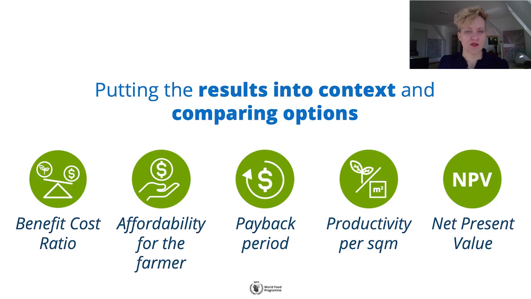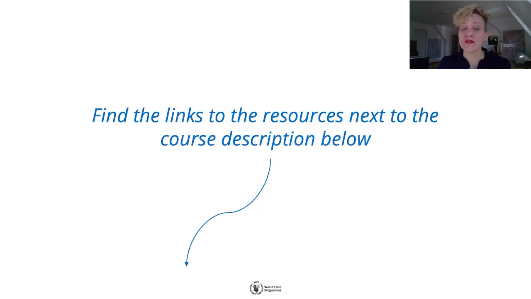So let's put the results into context and compare your options. You have 5 key indicators: benefit cost ratio, affordability for the farmer, payback period, productivity per square meter, and the net present value. You can decide, based on your context and needs, which others to include in your analysis. However, we recommend to include these as a minimum in order to compare your different options in the most impactful way. We have also included some useful resources for you here. For example, the food systems dashboard that I mentioned, the FAO food price index that can be very helpful to understand or also find average market prices, and the consumer price index.